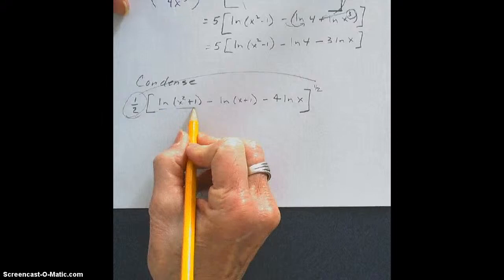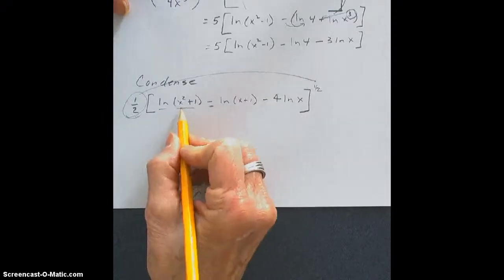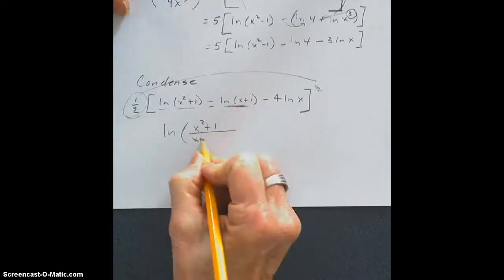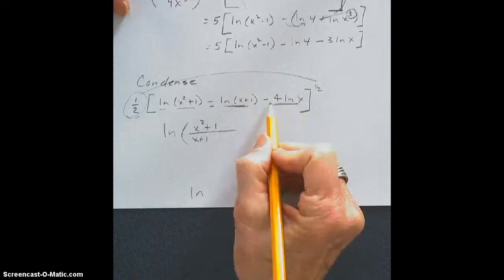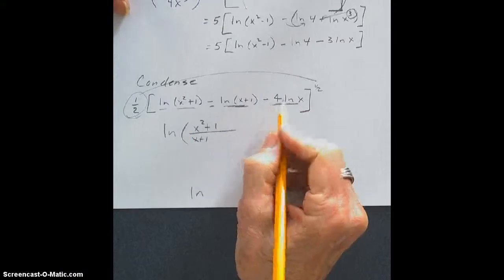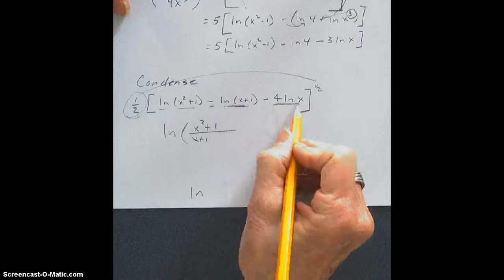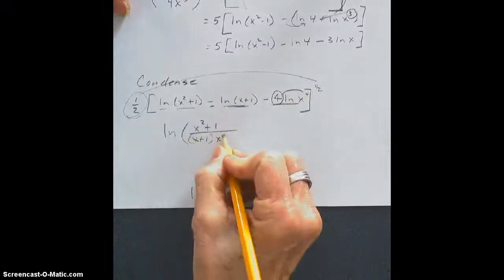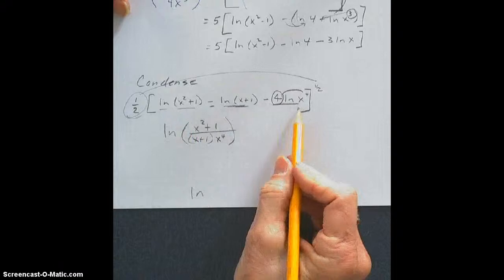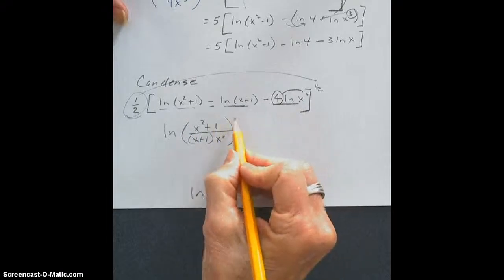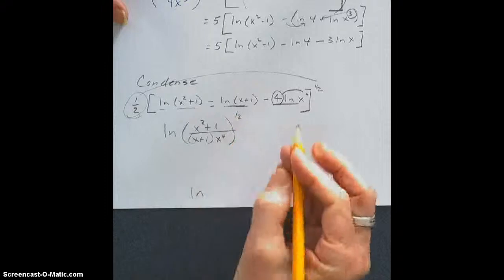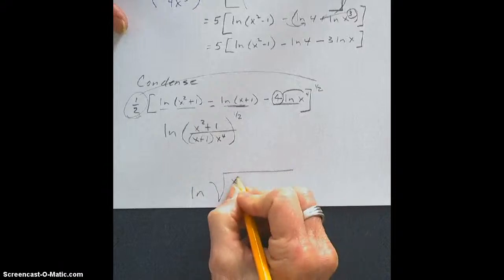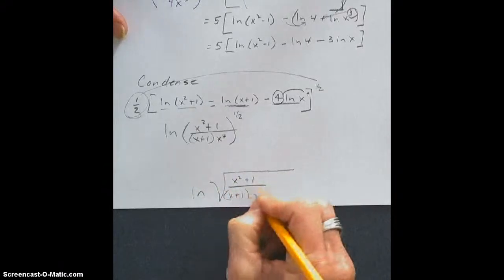We've got an ln of x squared plus 1 minus, so this tells us that this is going to be in the numerator, and this is going to be in the denominator. And if this is also a minus, this also tells us that this will be in the denominator. So we have 4 ln of x, but remember when we have a number in front, this really means that we have a power. So when we look at condensing, we're going to use our rules, and this 1/2, remember, came from the power. So you might see this written as the ln of the square root of x squared plus 1 all over x plus 1 times x to the fourth.